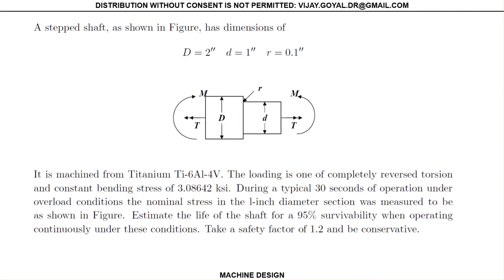This is example number 2 on cumulative damage. For this particular example, let's consider this step function where it has a small radius here. You have a diameter D and a d. The radius is given by 0.1. Please note that in this particular example, r is not equal to D minus d over 2.